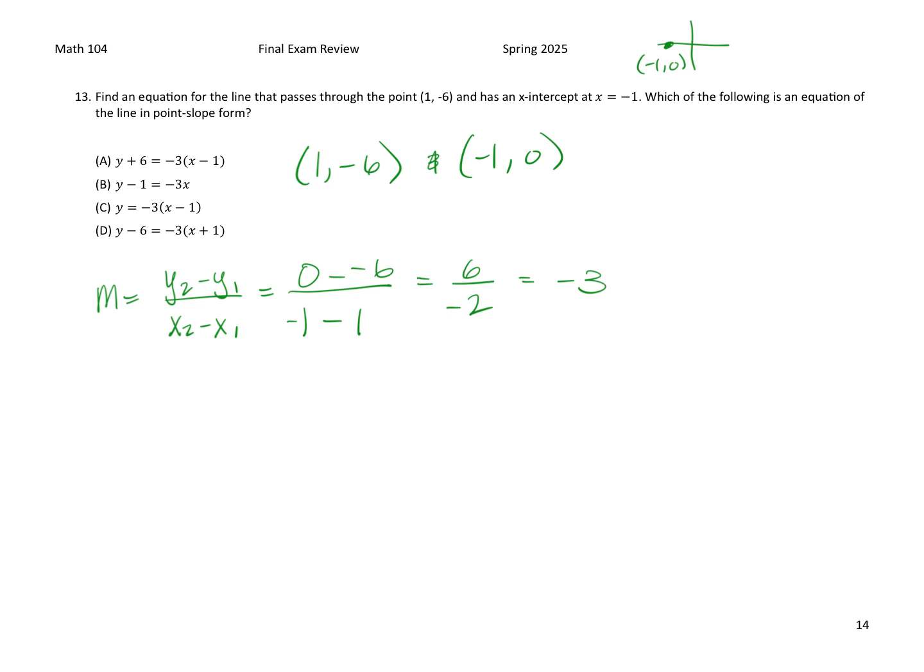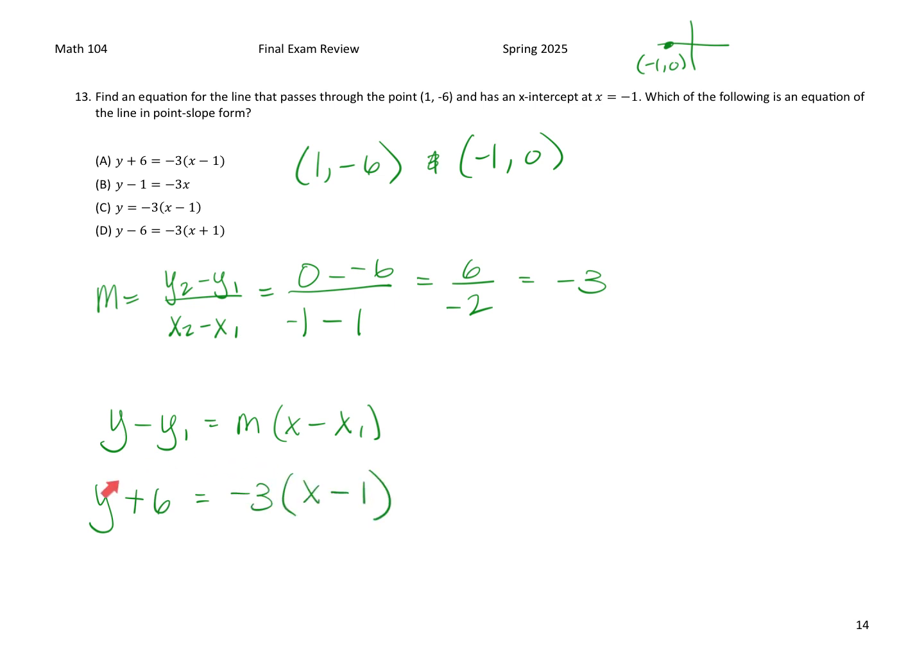So point-slope form looks like this: y minus y1 equals m times x minus x1. And I can use either of my 2 points, the (1, -6) or the (-1, 0). Let's do both, because I don't know which point they used to get their answer. So let's start with (1, -6). So this is going to be y minus -6 equals m, which is -3, times x minus 1.